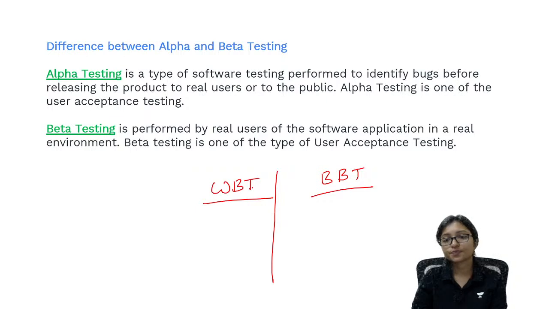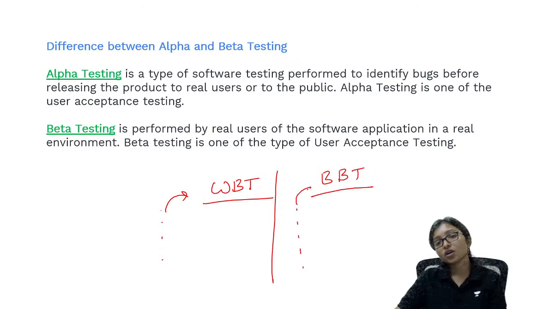What are those? For example, what are those? The types. Yes, the types. I am asking the types. What types of testing are coming under white box?